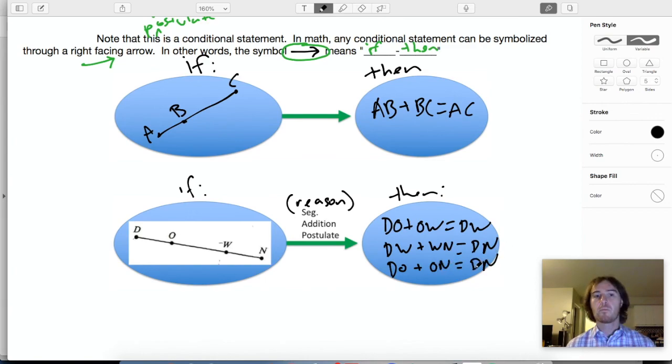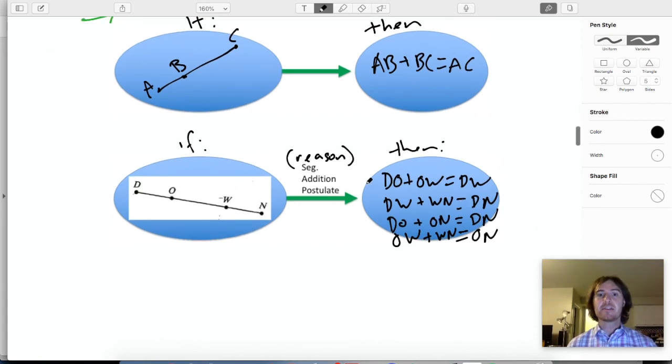What else can I do? I can think of one more. What haven't I done yet here? I've talked about WN a couple times, but I haven't talked about ON being the whole part. I can do this part: OW plus WN equals ON. So I'm going to do that as another thing that I can conclude. The reason for all of these is the segment addition postulate. So I can conclude any of these 4 things in this particular diagram. If we have this as a diagram, then we can conclude these things here.